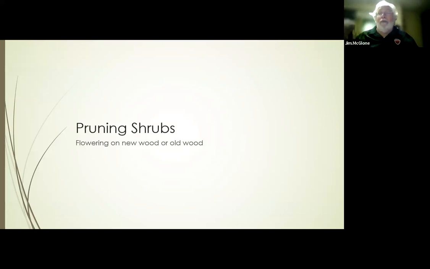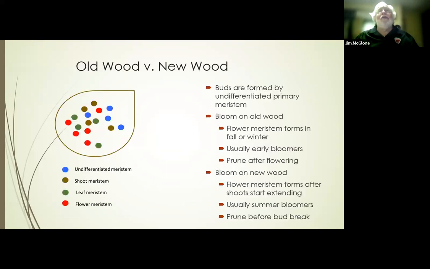And it's also true for trees. So for cherries and crab apples and things like this, you need to know whether they are flowering on new wood or old wood. And to a certain extent, this is the buds on the plant, and it depends on the plant. Some of them do it differently than others, but the buds, the primary meristem, is differentiating into cells that are going to become flowers, or cells that might become leaves, or cells that might become stems.